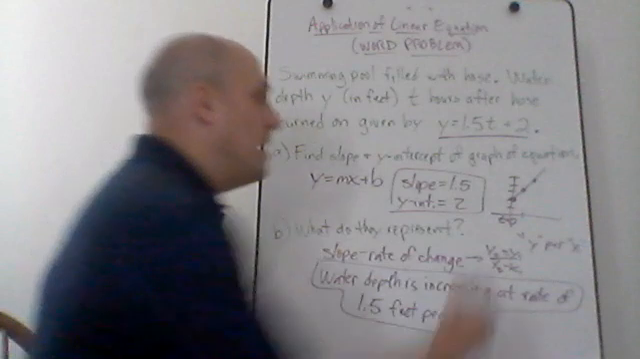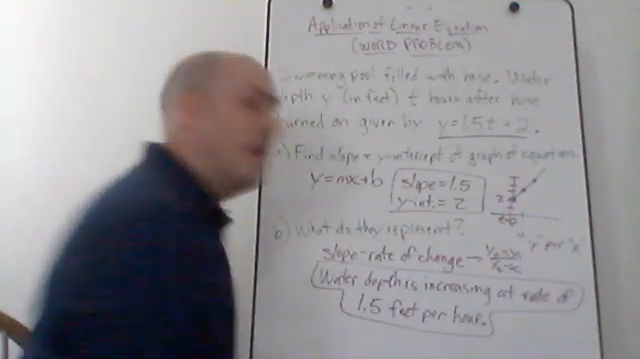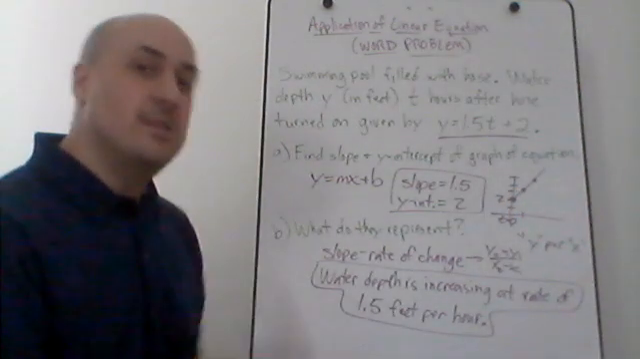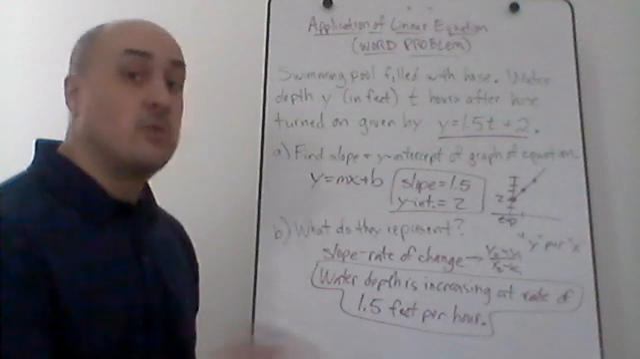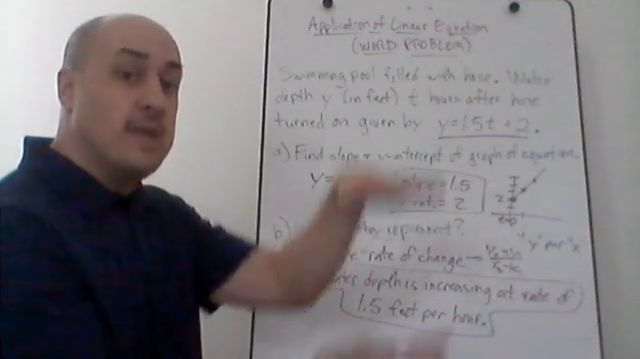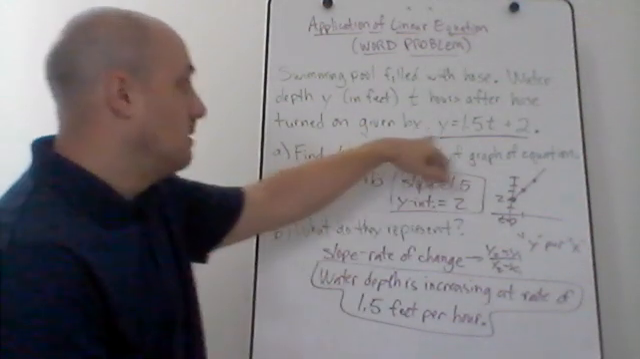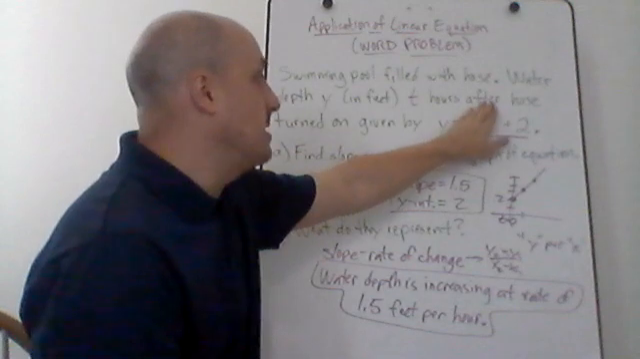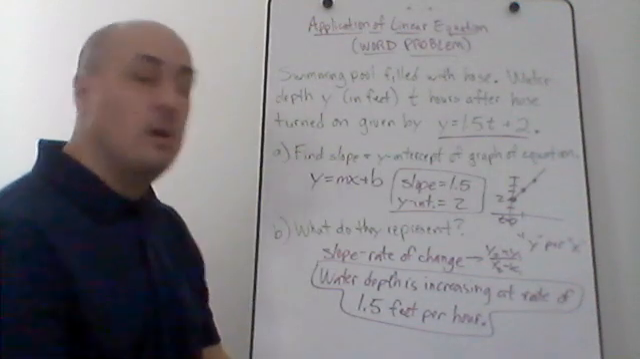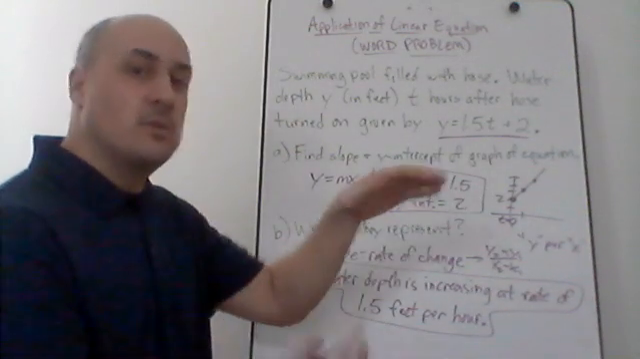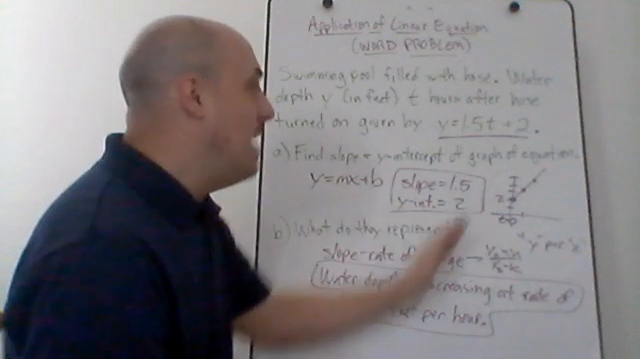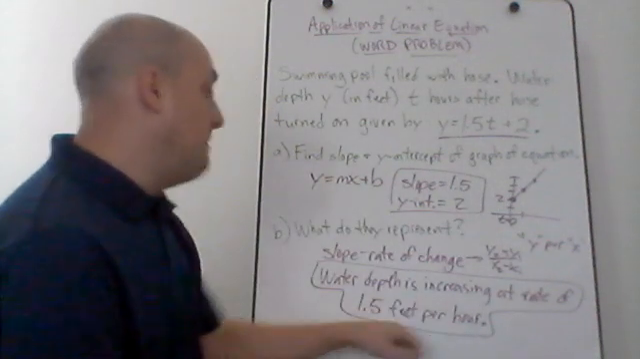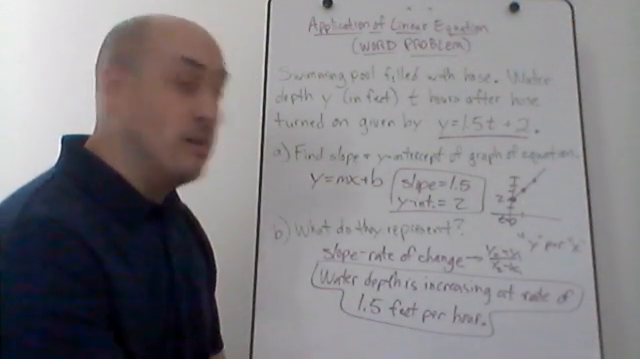So that y equals 2 as my y-intercept, that's my starting point. That's my initial value. So when I first turn on the hose, the water is already 2 feet deep. When t is equal to 0, if I plug in t equals 0, I get y equals 2. So when I first start filling up the pool, there's already 2 feet of water in it, and then it increases at the rate of 1.5 feet per hour after I turn on the hose.